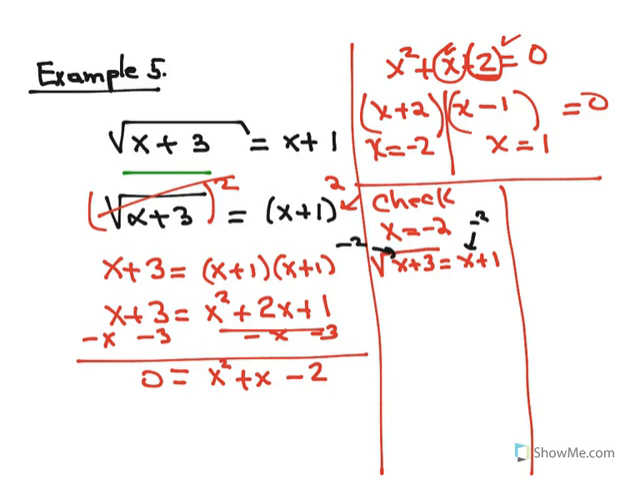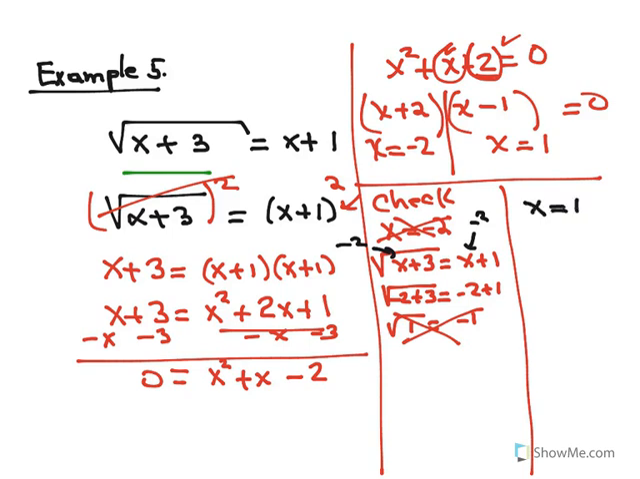So I have the square root of -2 plus 3 is -2 plus 1, and that is the square root of 1, which is -1. And we know that this is not true, because the square root of 1 is not -1. So this solution we're going to throw out. This is an extraneous solution. Let's go with the other solution. The solution is x equals 1.